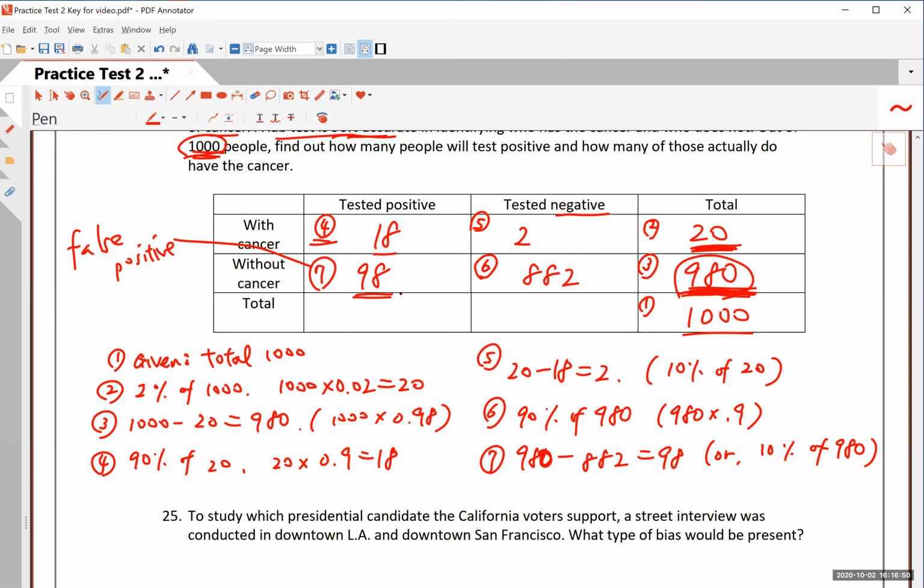All right, now the rest is kind of easy. This is just a total, 18 plus 98, and that would be 116. Here, it's 2 plus 882, which is 884. So here, it's easy. And make sure that this plus this is equal to that, which it is. If you add 116 to 884, you get 1,000. All right. So that's the answer.